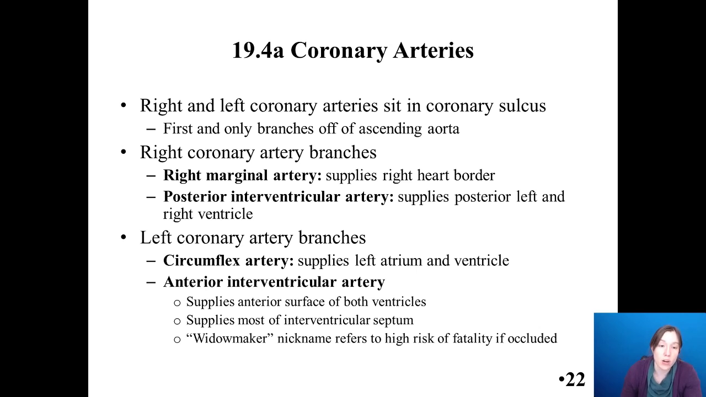The right coronary artery is going to branch into two branches, the right marginal artery and the posterior interventricular artery. The left coronary artery branches into the circumflex artery and the anterior interventricular artery. The anterior interventricular artery is going to be important. It supplies the anterior surface of both ventricles and most of the interventricular septum, but it's also sometimes called the widowmaker because there's a high risk of fatality if it becomes occluded.